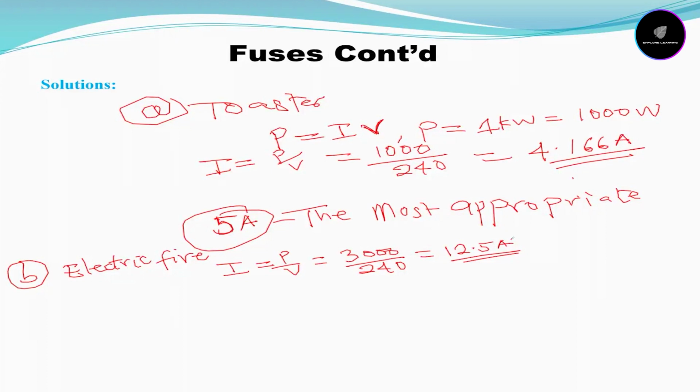Now, the fuse should be able to carry slightly higher than the normal operating current of the equipment. Therefore, the most appropriate fuse that should be used for this device is the 13 amp fuse. So this is the most appropriate.